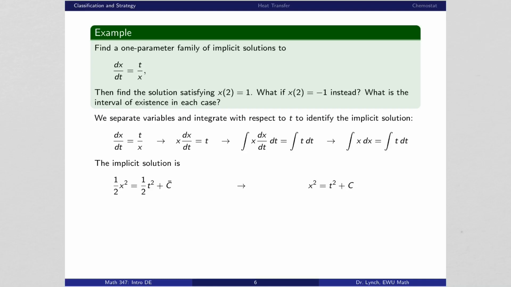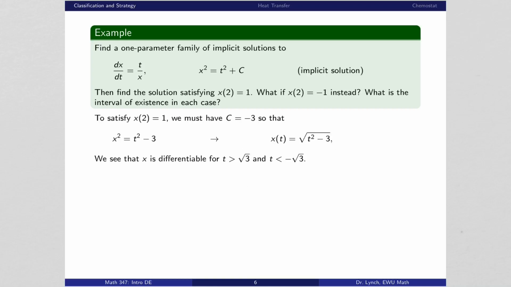Okay, so in any case, the integral of x dx is equal to the integral of t dt. These are two antiderivatives we can find quickly via the power rule, and I'll write 1/2 x squared equals 1/2 t squared plus c bar, so that I can multiply through and find that x squared is equal to t squared plus c. Okay, so again, that is the implicit family of solutions, right? So this is not an explicit formula for x as a function of t, but it is a relationship between x and t that satisfies the differential equation. And it's quick to see that just by substituting that relationship back into the differential equation.